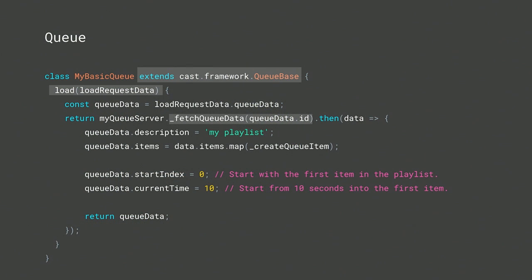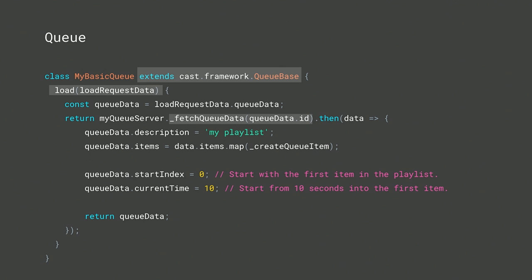So here's a quick example, and you can see the way that it works is we start by having you extend a base class of QBase. And then from there, you can override a lot of methods. So here, for example, is the load method. I've overridden the load method to actually go out there and fetch my data. This is where I'm calling out to my cloud, asking what items are in this playlist, for example.